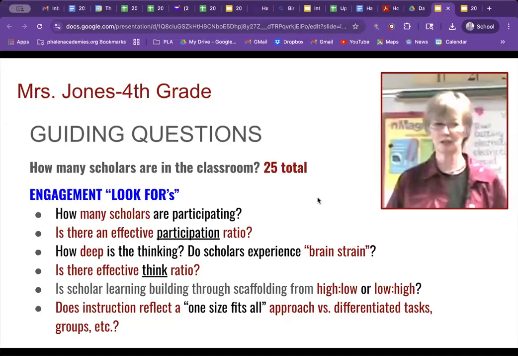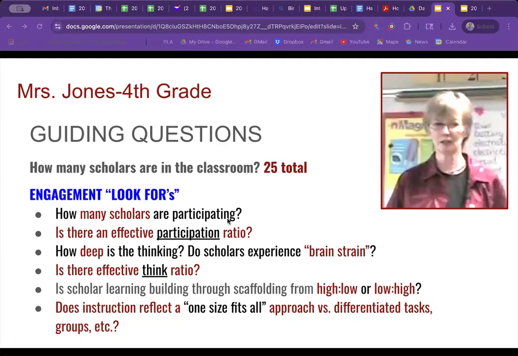All right, so let's look at some of those engagement look-fors. You want to be able to determine how many scholars are participating. Remember, we have 25. You're going to pull out that notebook paper that you already made that T-chart on and divided between what the teacher is doing and what the scholars are doing. Is there an effective participation ratio? How deep is the thinking? Do the scholars experience brain strain? Is there effective think ratio? Is scholar learning building through scaffolding from high to low or low to high? And does instruction reflect a one-size-fits-all approach versus differentiated tasks, groups, etc.?